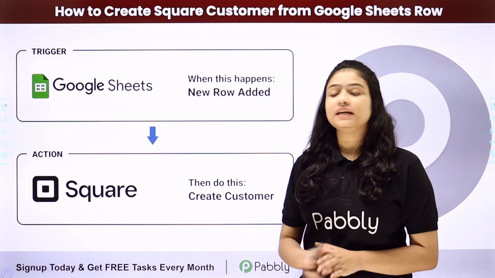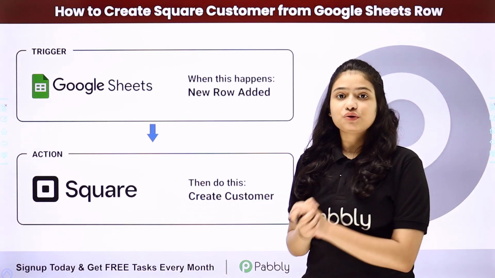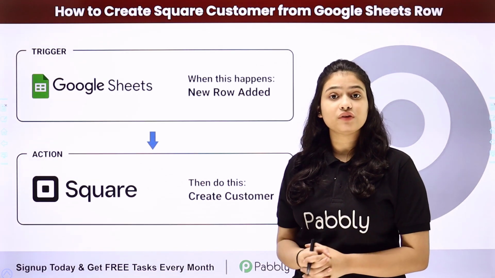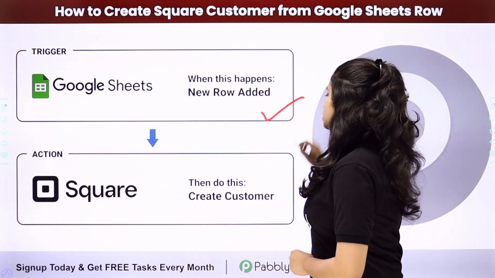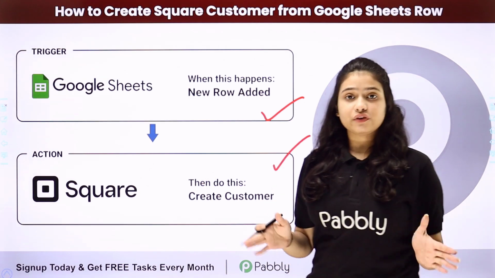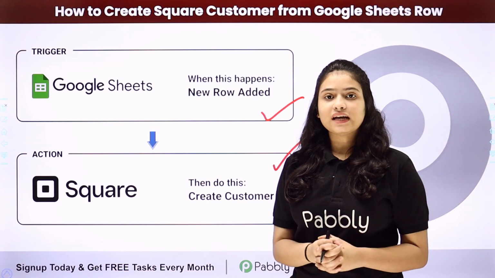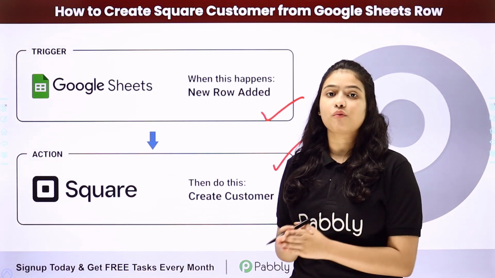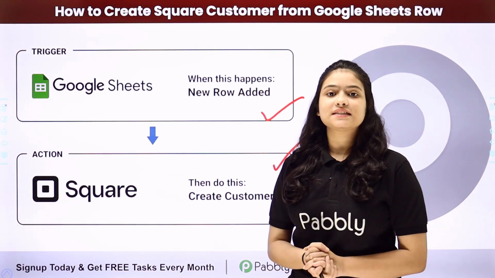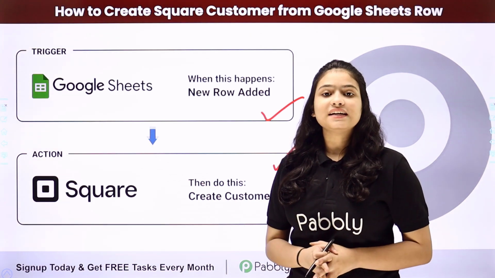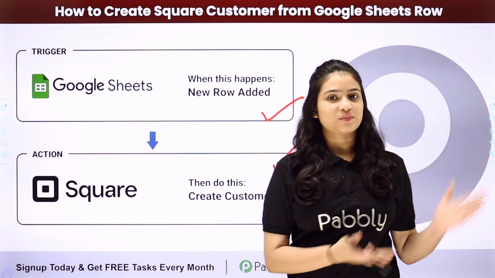For that we will have to integrate both these applications, and to do the same we are going to use an automation and integration software, Pabbly Connect. Now what we are going to do, we have Google Sheets in our trigger and Square in our action. So we will be connecting both of them by using Pabbly Connect in such a way that whenever new data is added in our Google Sheets in the form of a new row, automatically by using the same response, a new customer will be created and added in Square. And to learn the entire process step by step, let me take you all to my screen.